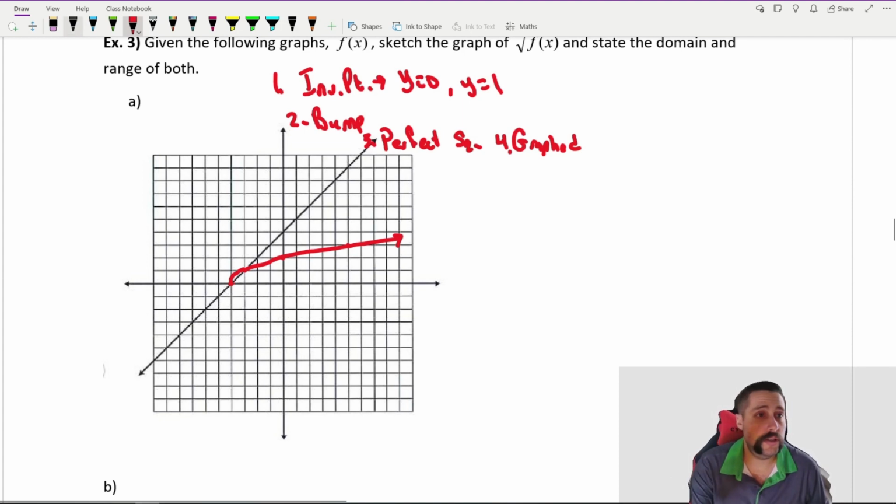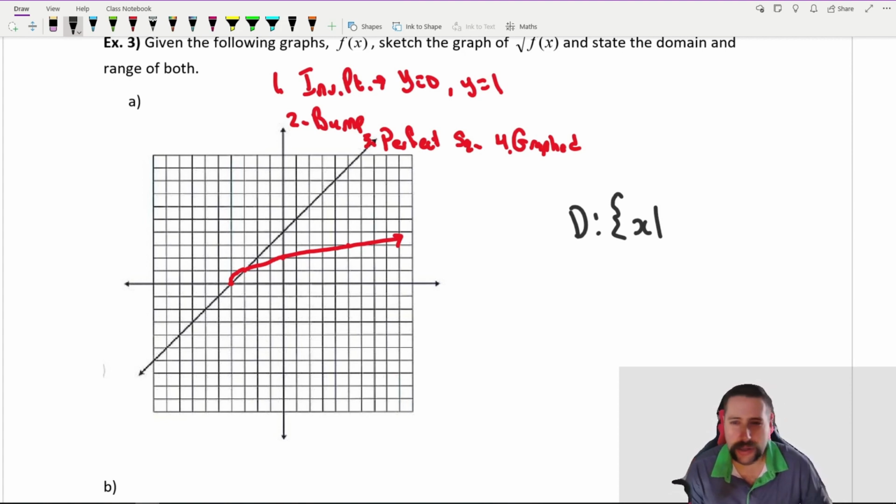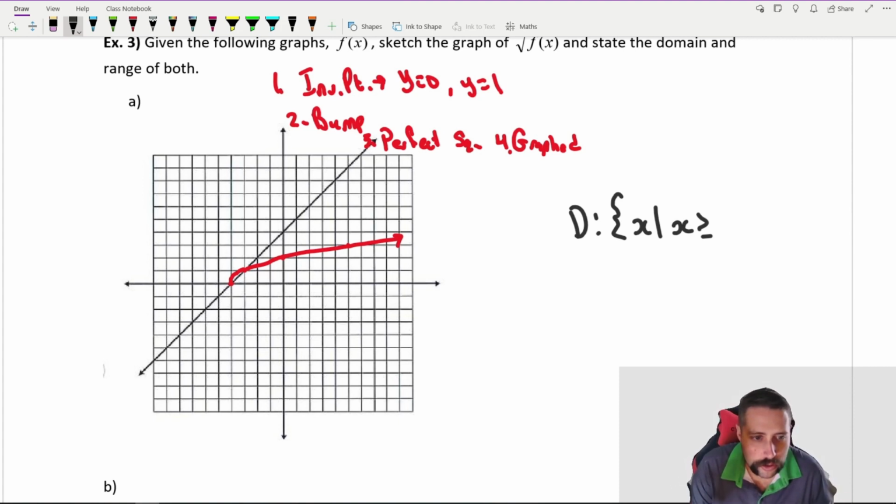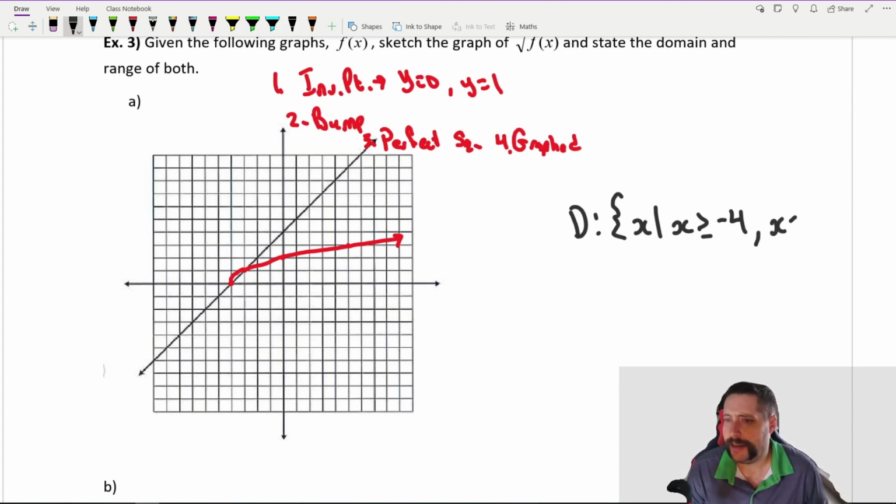Last thing we're going to do is state the domain and range. So the domain is going to be x such that x is greater than or equal to, I think that's negative, let's count, 1, 2, 3, 4. So everything's greater than or equal to negative 4, provided that x is an element of all real numbers.